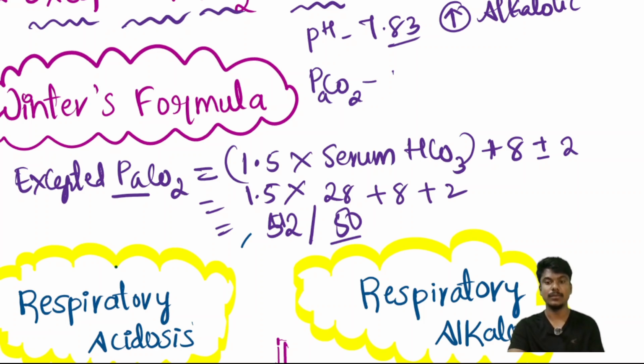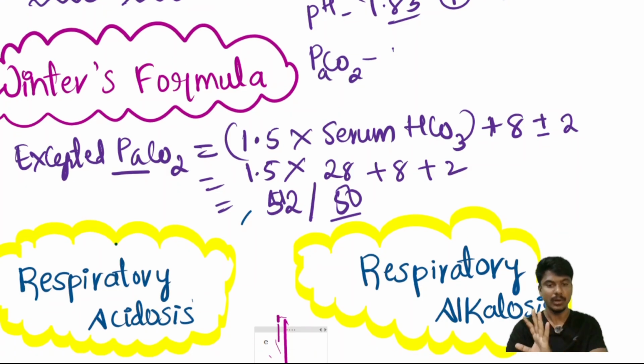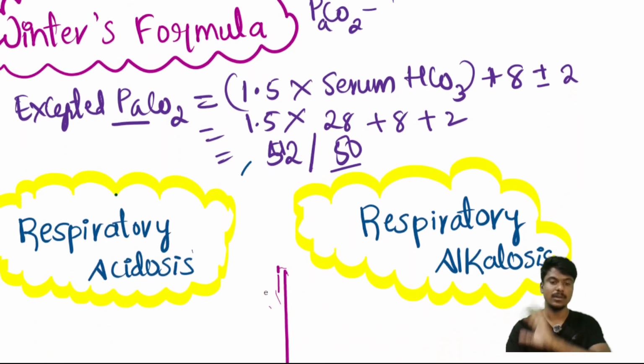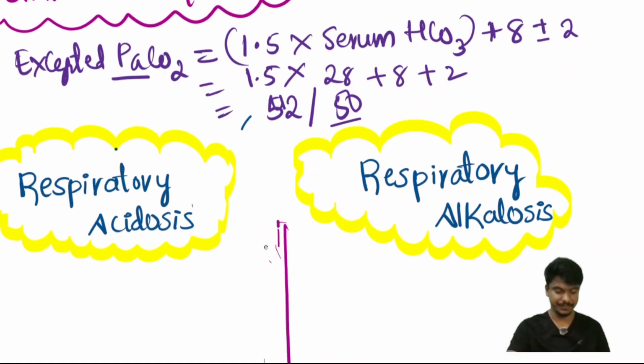This is the part 2 video of the ABG series. In part 1, we talked about ABG interpretation and ABG validation. Now let's see what we mean by respiratory acidosis and respiratory alkalosis. What are the differentiating points? What is the pathology behind the acidosis and alkalosis?